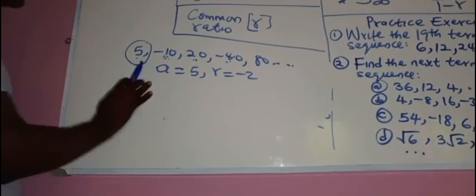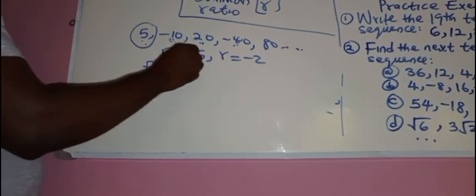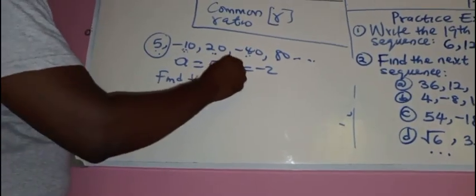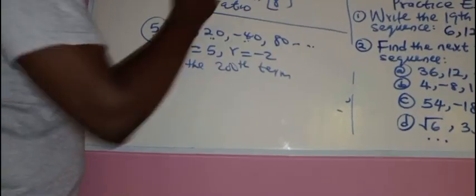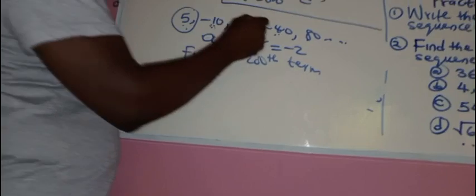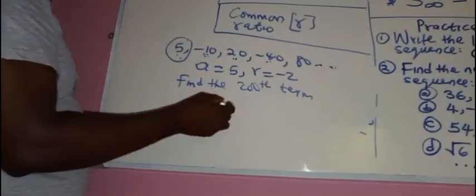Now, let's say I want this question now. Find the 200th term of the sequence. That means if I keep on listing this, which one will be at the 200th position? That can be very long. Please bring it here. That is why these formulas are there.